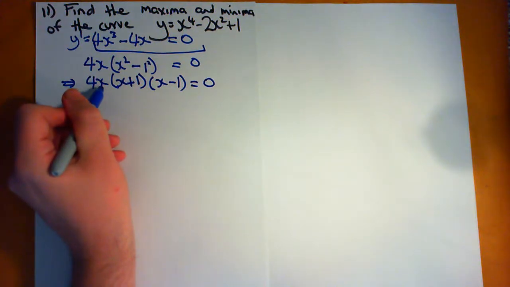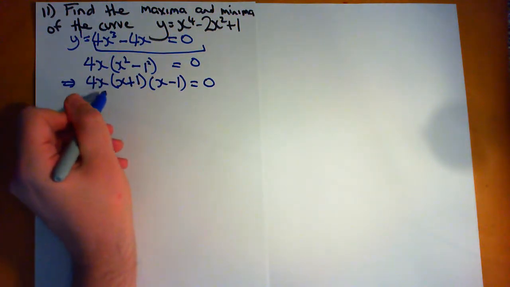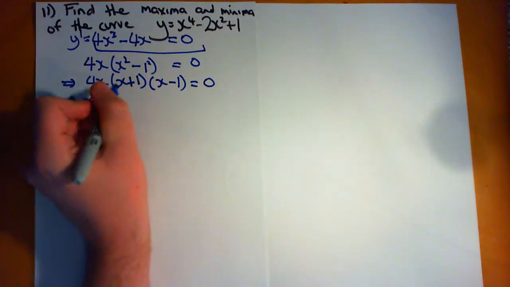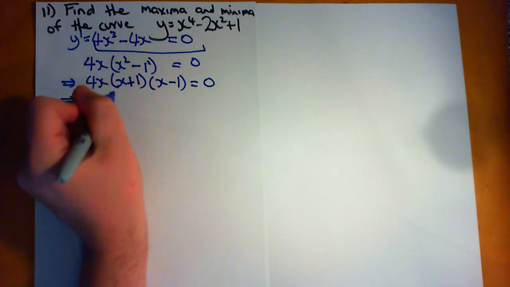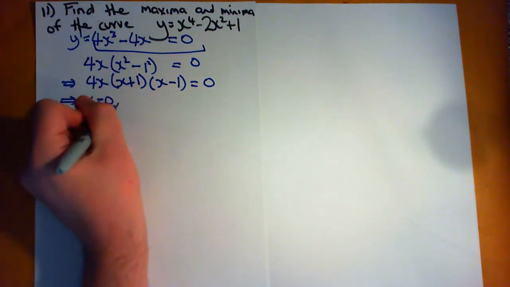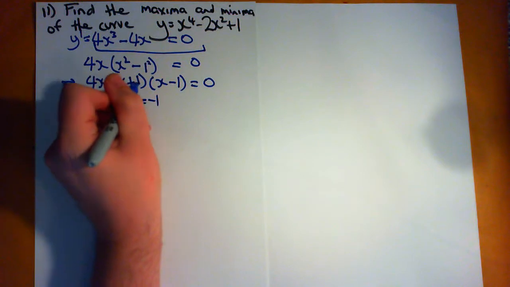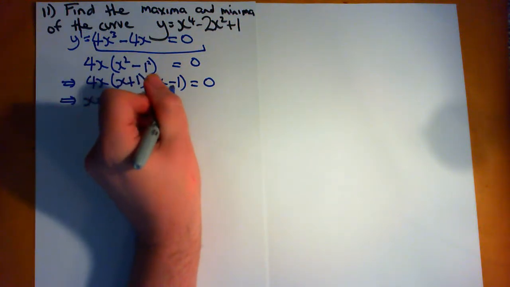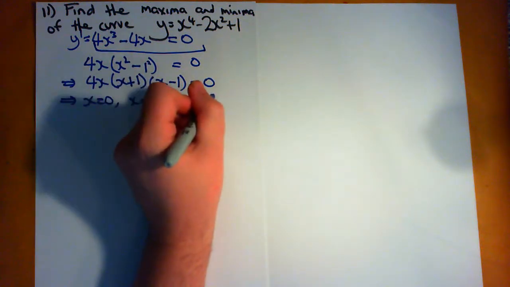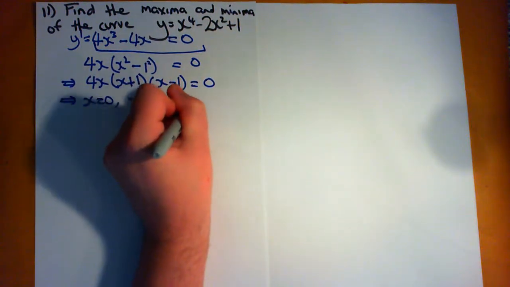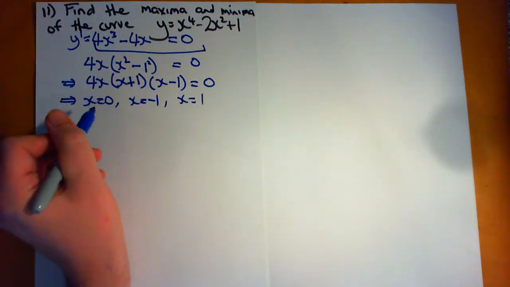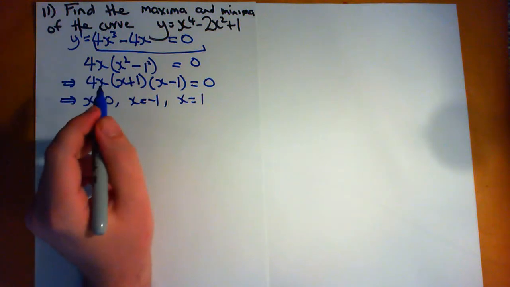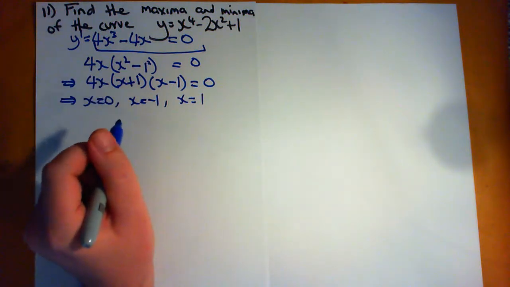So if x is 0, then 4x is 0. 0 times something makes the whole thing 0, so x equals 0 is the solution. Otherwise, that bracket could be 0, in which case x would be negative 1. x plus 1 equals 0 means x equals negative 1, or x minus 1 could be 0, which means if we move 1 to the other side, x equals 1. Okay, so we've got three solutions to derivative equals 0, which means that we have three turning points.